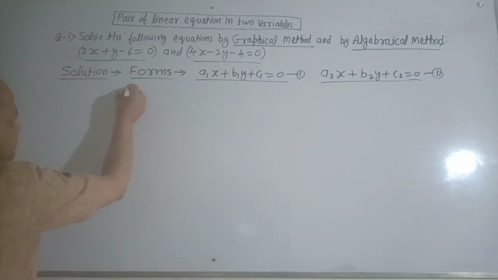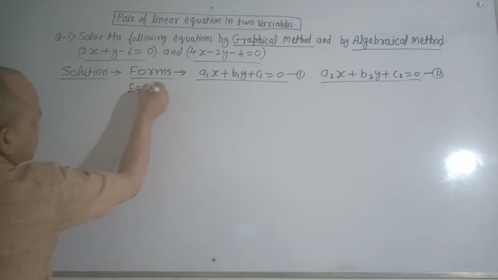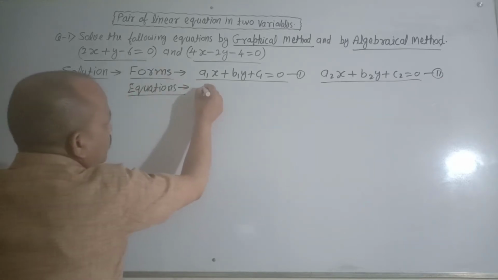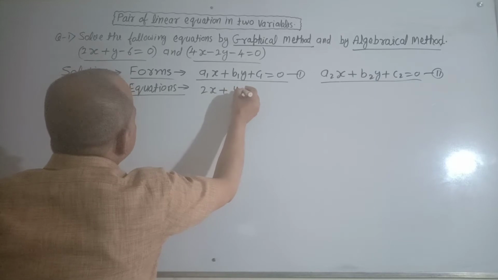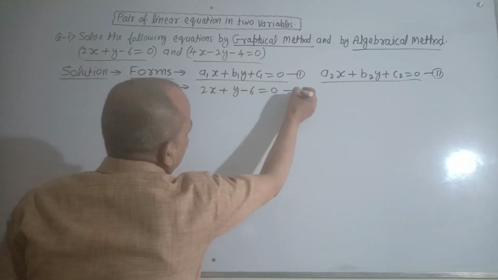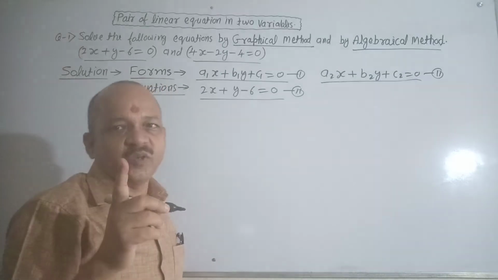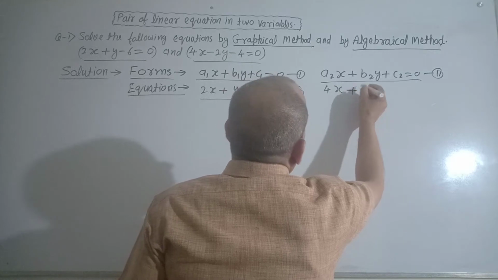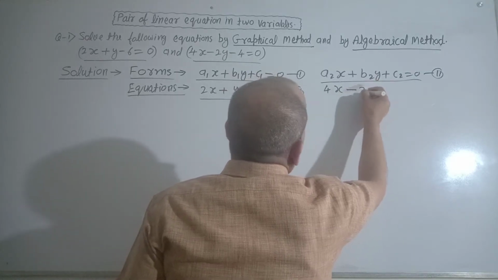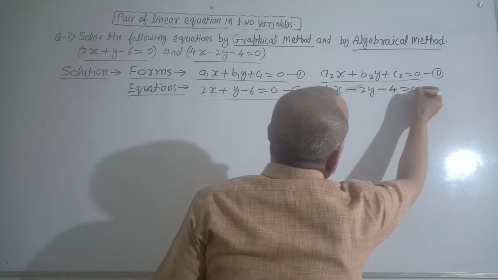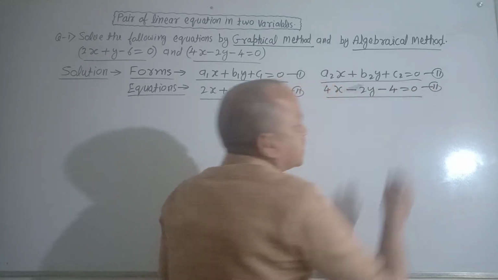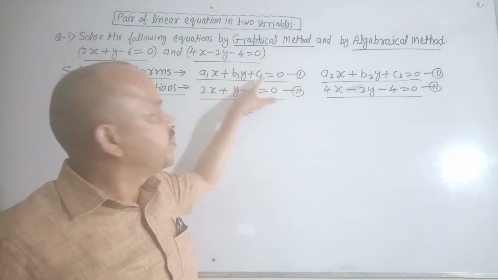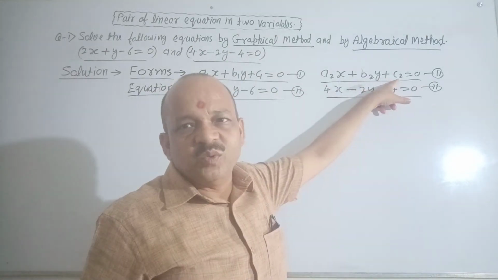Here, equation 2x plus y minus 6 equal to 0 is the first equation. Second equation, 4x minus 2y minus 4 equal to 0. It is the second equation. Here a1 b1 c1, a2 b2 c2.